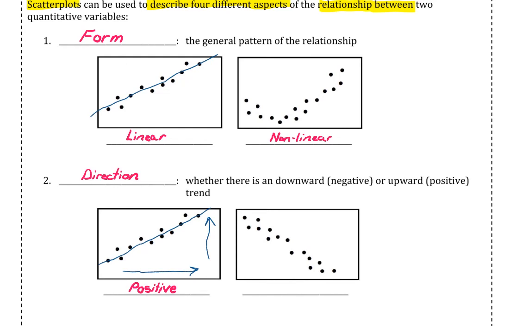The direction can also be described as negative if, as one variable increases, the other decreases. So as the explanatory variable increases, the response variable will be decreasing. Notice this also resembles the pattern of a line, which would have a negative slope.